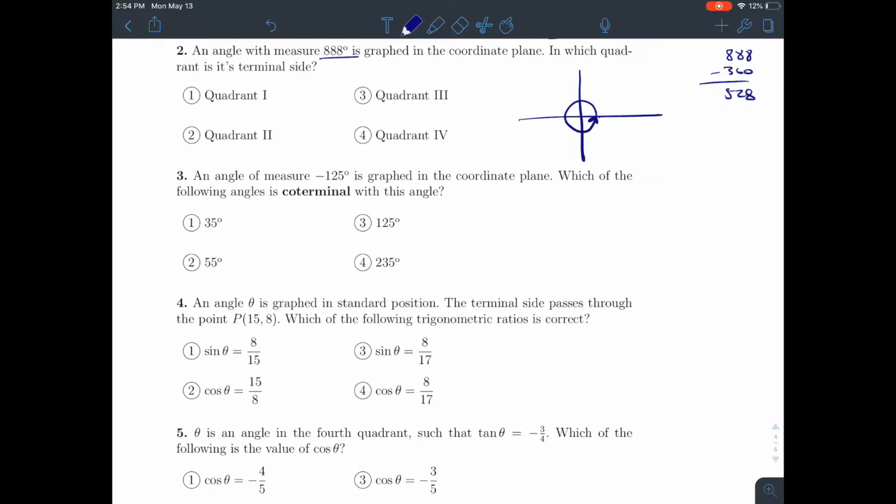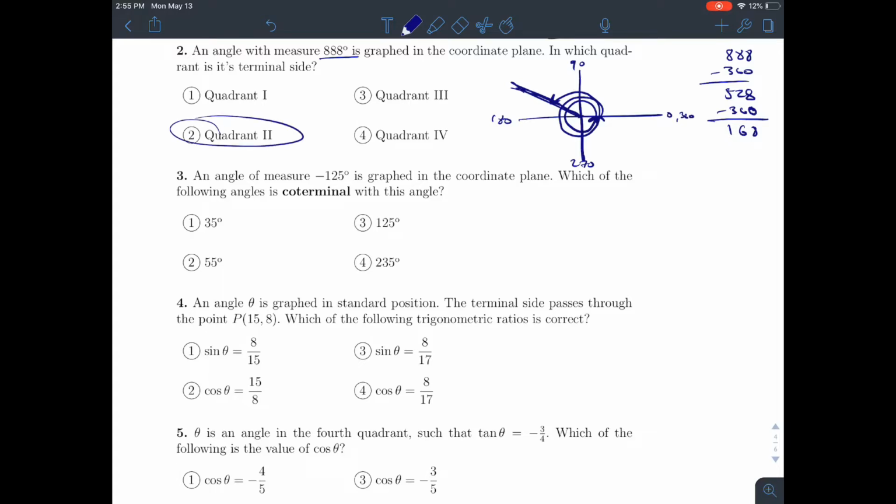528. Now we can actually fit another circle in that 528, so that leaves us 168. And the 168 extra will put us somewhere between 90 and 180. Just filling in the rest of the quadrants here. So it looks like our angle theta is going to have a terminal side in quadrant 2.